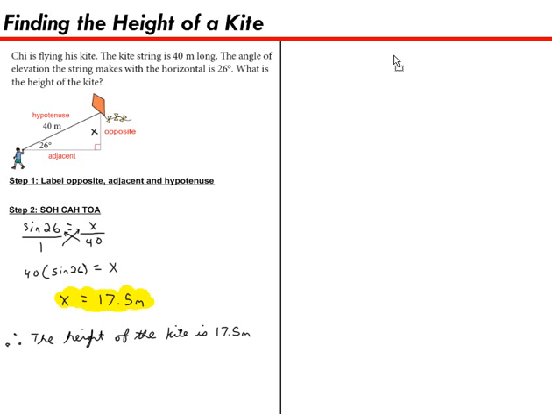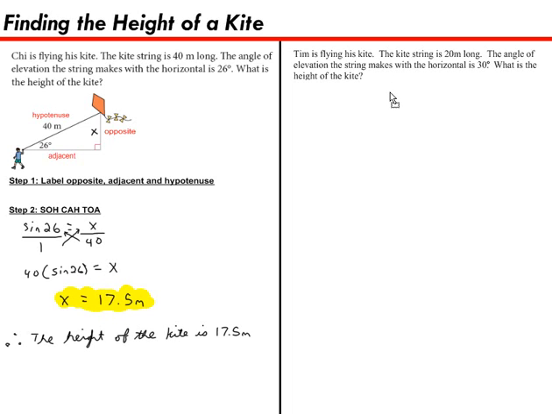Now let's see how you do with a problem of your own. I'll present the problem, you can try it out on paper, and I'll present the solution when you're ready. So it reads like this. Tim is flying his kite. The kite string is 20 meters long. The angle of elevation the string makes with the horizontal is 30 degrees. What is the height of the kite? And just like before, you've got a nice diagram of Tim flying his kite. All right, so good luck.